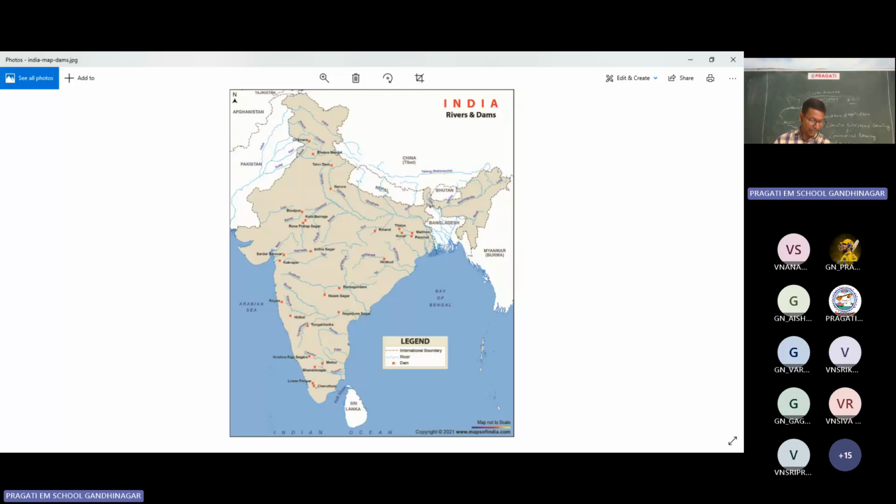Next, types of coal. Anthracite is the highest quality coal. Bituminous is the most popular coal in commercial use, metallurgical coal. Lignite is the low grade coal. Lignite coal is mostly available in Tamil Nadu. In the Neyveli region, lignite coal is available. These are the major types.